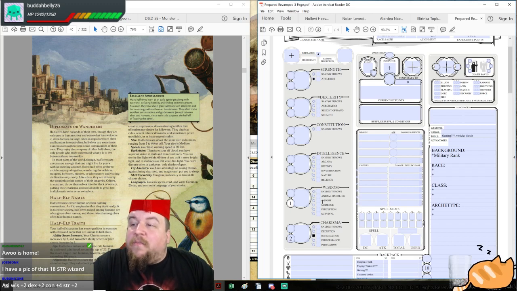Jose, oh, do you have a picture of that 18 strength wizard? Share it under character art, safe for work character art, if you don't mind, Jose.